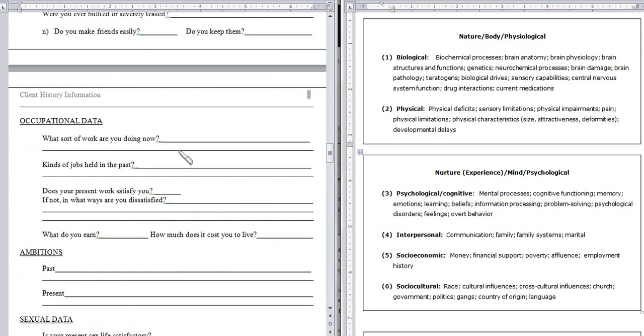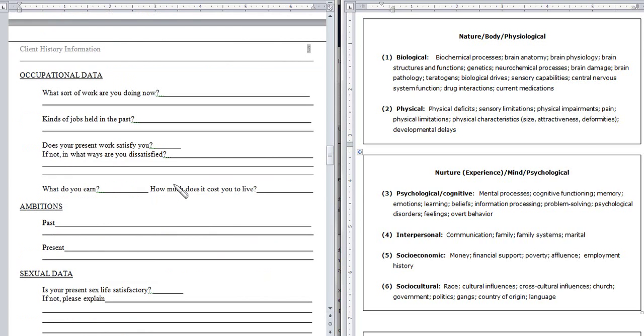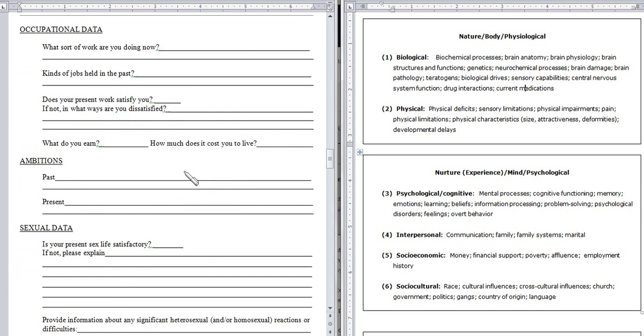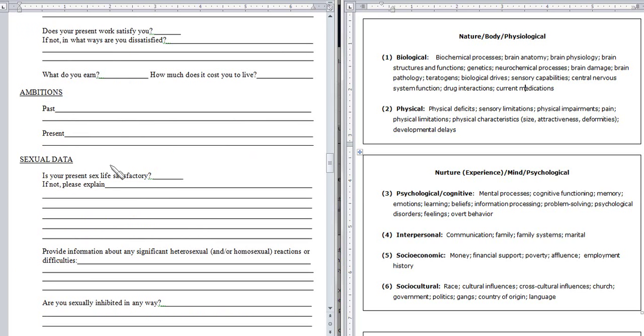Occupational data. We want to look at the history of her work history, what kind of work she had in the past, and of course, how much does she earn? This could be important once again as over here on the right, a socioeconomic factor that could relate to the problem that she's had. Ambitions, sexual data.